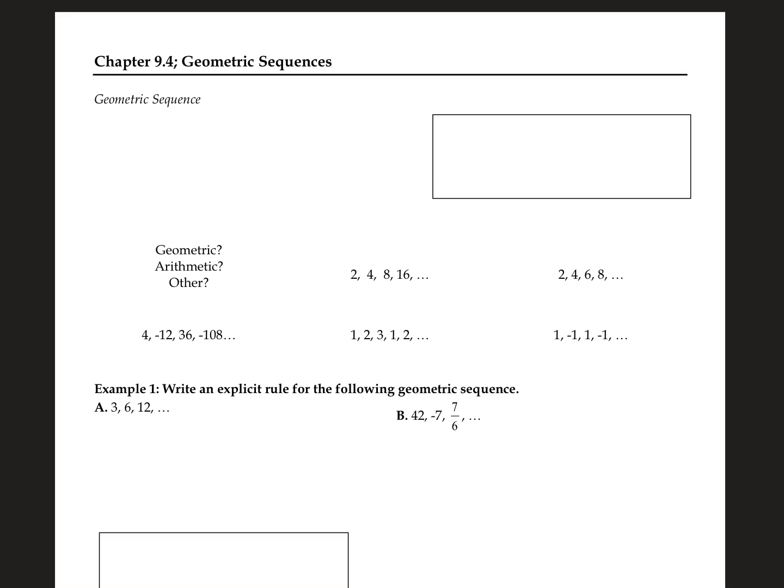All right, everybody. Hope you are doing well. This is going to be kind of randomly thrown into the end of this unit. Usually we do arithmetic and geometric together, but we're only doing geometric right now.